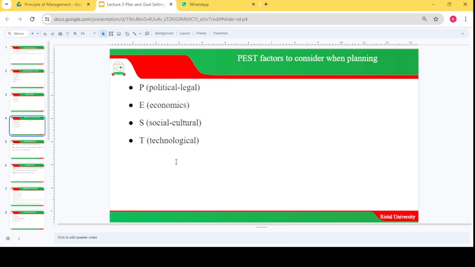So we have economic. This includes economic factors like inflation, interest rates, currency exchange rates, economic growth, and consumer spending patterns. So we find that fluctuations in this area can impact your production cost, profit margins, and overall customer demand for your products or services.